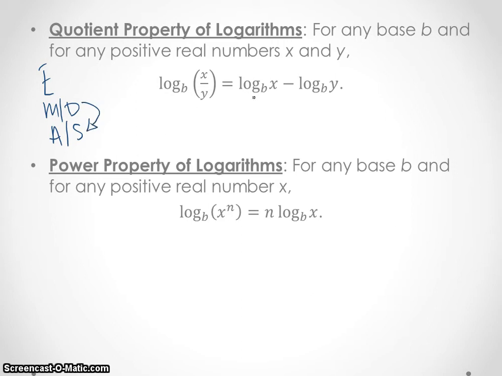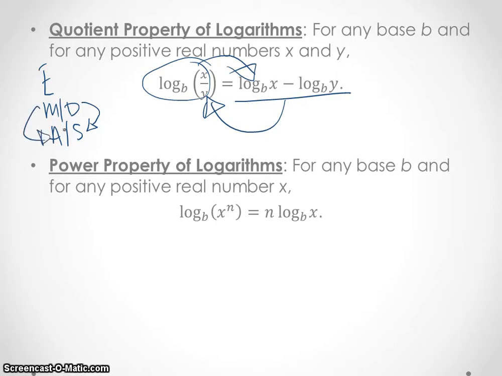And these you can go both ways with. So if they give you this piece, you're going to write it as a single log. If they give you this as a division, you can write it as 2 separate logs. You can go either way. Okay, so that's our quotient property. Pretty easy to remember if you can remember the product property.